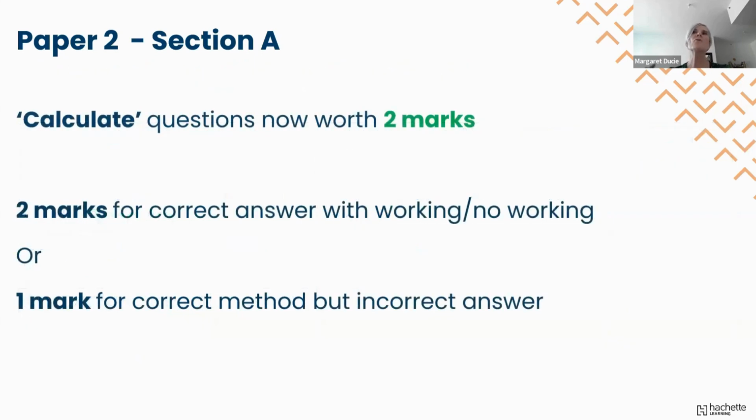Okay, so I'll just go through the sort of slight changes that I found. So the calculation question is now worth 2 marks. So the mark scheme, basically students can get 2 marks for a correct answer with or without workings. The mark scheme's quite clear to say that if a calculate question requires working, it will be explicit in the question. And students can now attract 1 mark for using the correct method, but getting an incorrect answer.